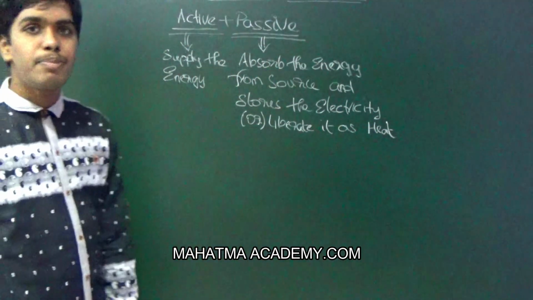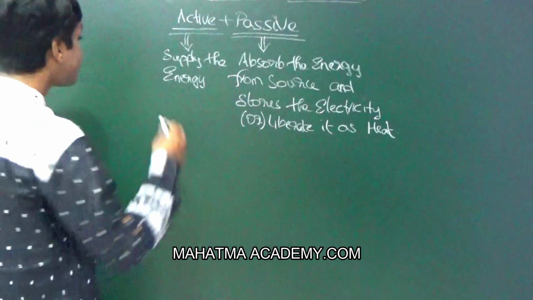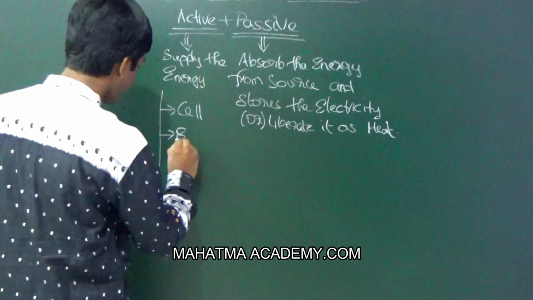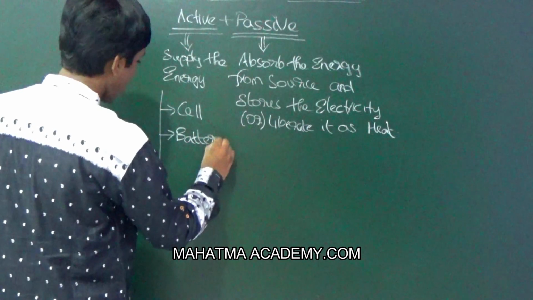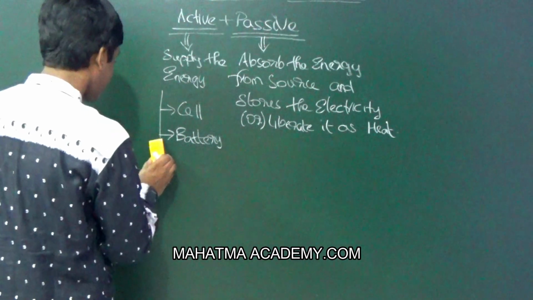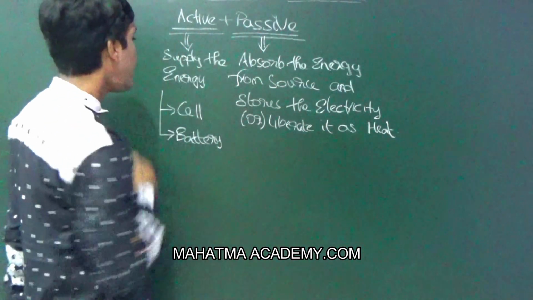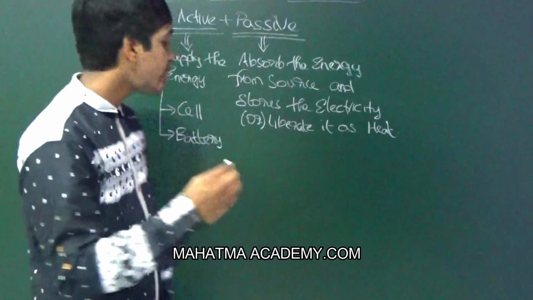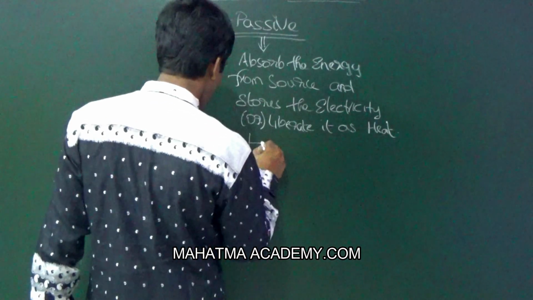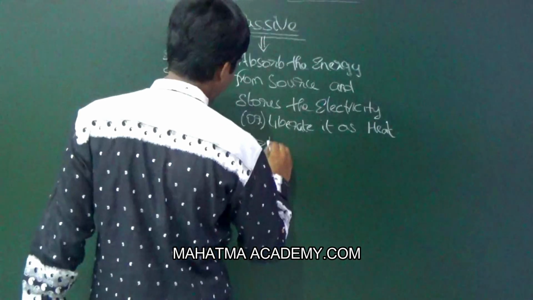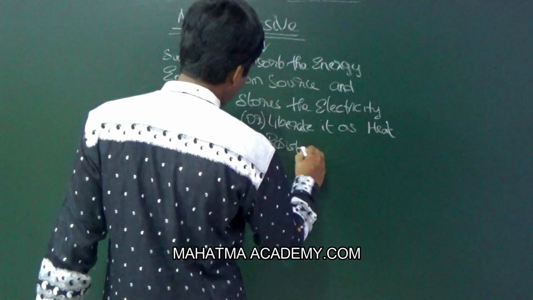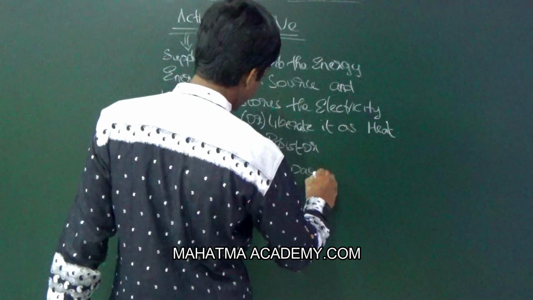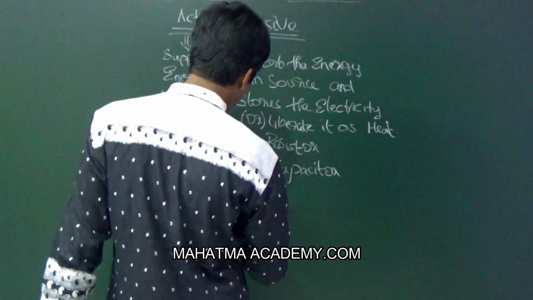Now, the examples of the active component are cell and battery. Now we have completed the discussion of active components with the help of examples. Now we are discussing the passive ones. There are three examples: resistor, next capacitor, next inductor.